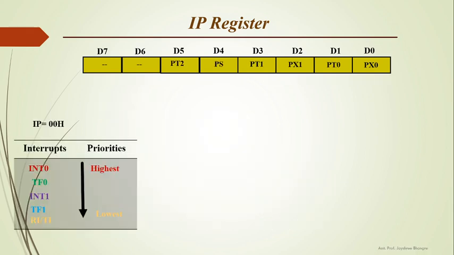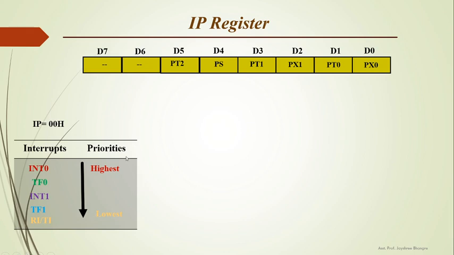So let's see how we can assign the priorities to these interrupts. If here we put IP equal to 00H, that means we are not assigning any bit equal to 1. All the bits of this register are 0. So the default priority is here, that is INT0 has the highest priority and RI/TI has the lowest priority.